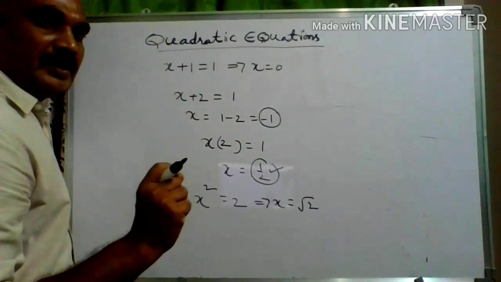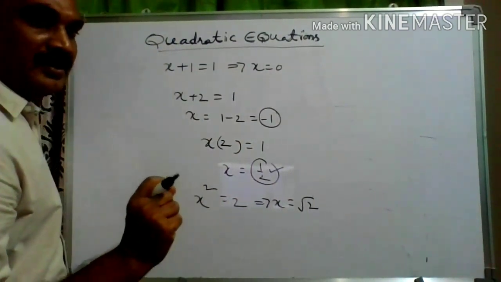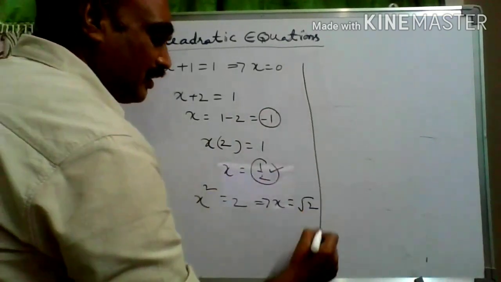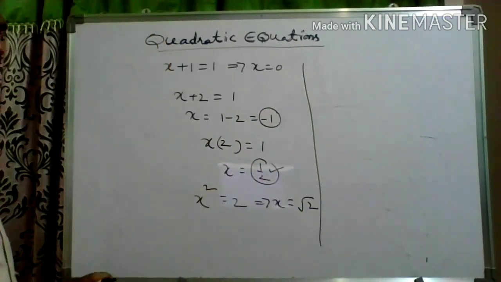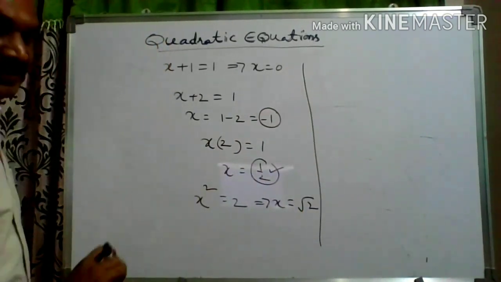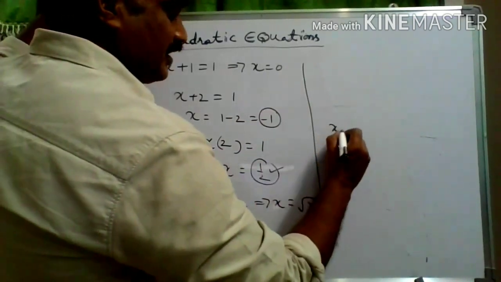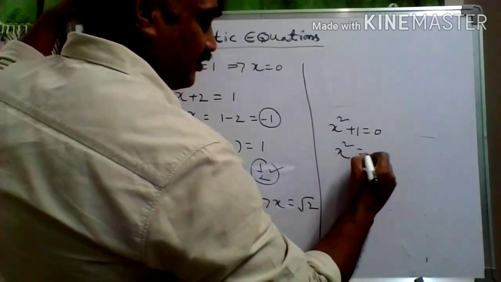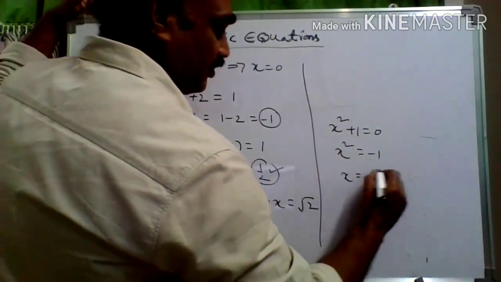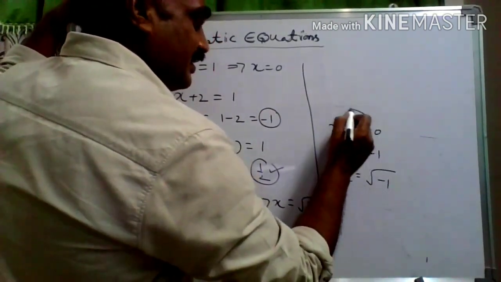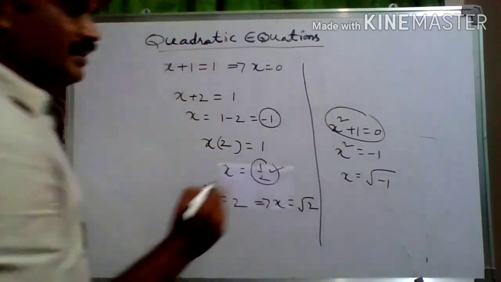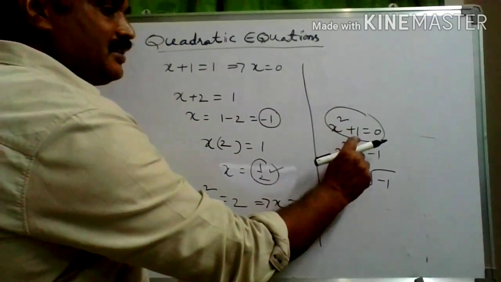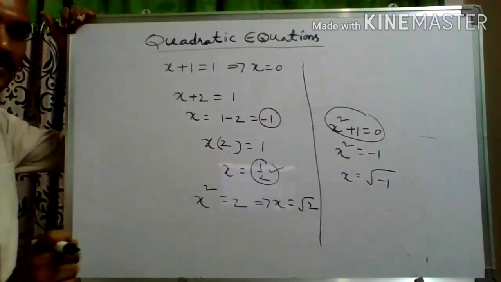The set of rational numbers and irrational numbers are called real numbers. Friends, next, x square plus 1 is equal to 0. x square is equal to minus 1. x is equal to root of minus 1. Friends, x square plus 1 is equal to 0 has no real solution.